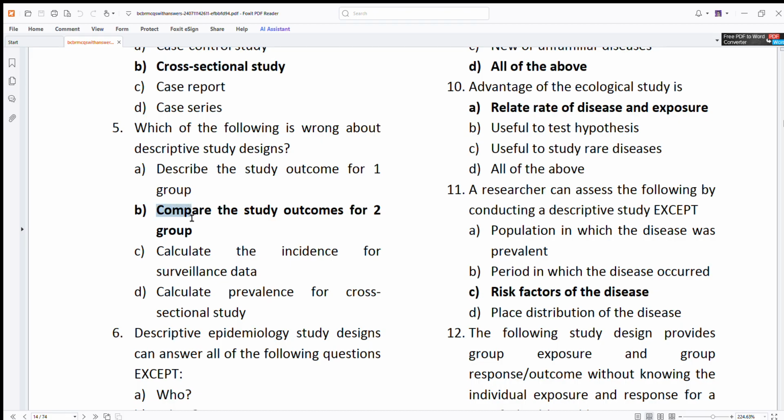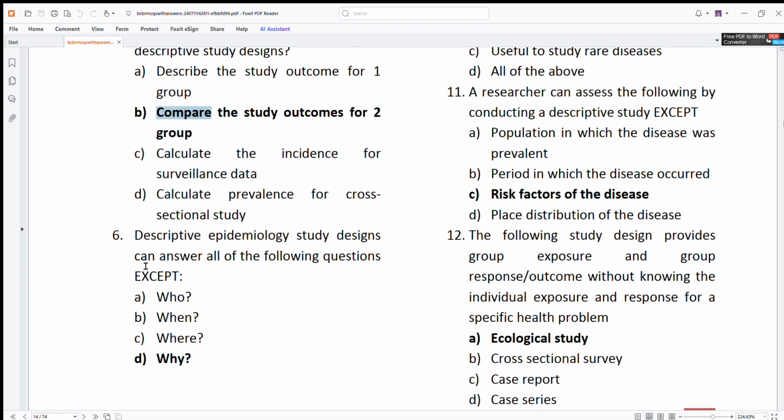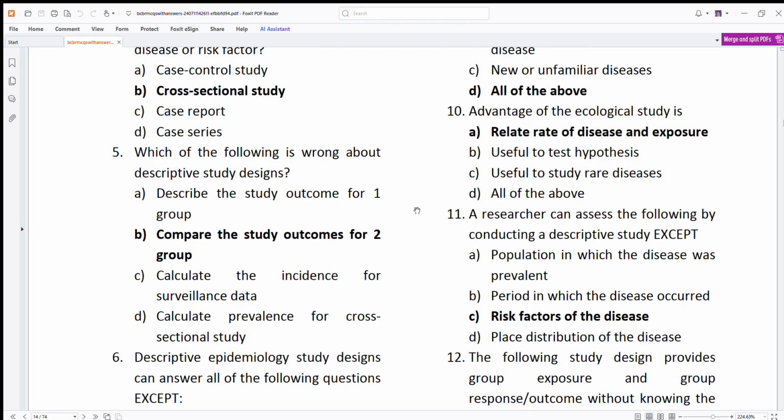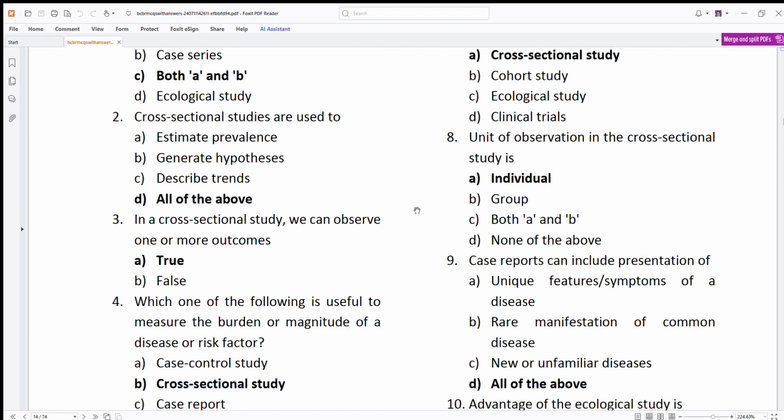Wherever you see this word compare, just get it in mind that compare basically means it is an experimental or analytical study. Then descriptive epidemiology study designs can answer all of the following questions except why. Yeah, why? The reason you need to get by experimental or analytical studies. Who, when, where, this you will come to know. But the why you will come to know if you go in an experimental or analytical study.